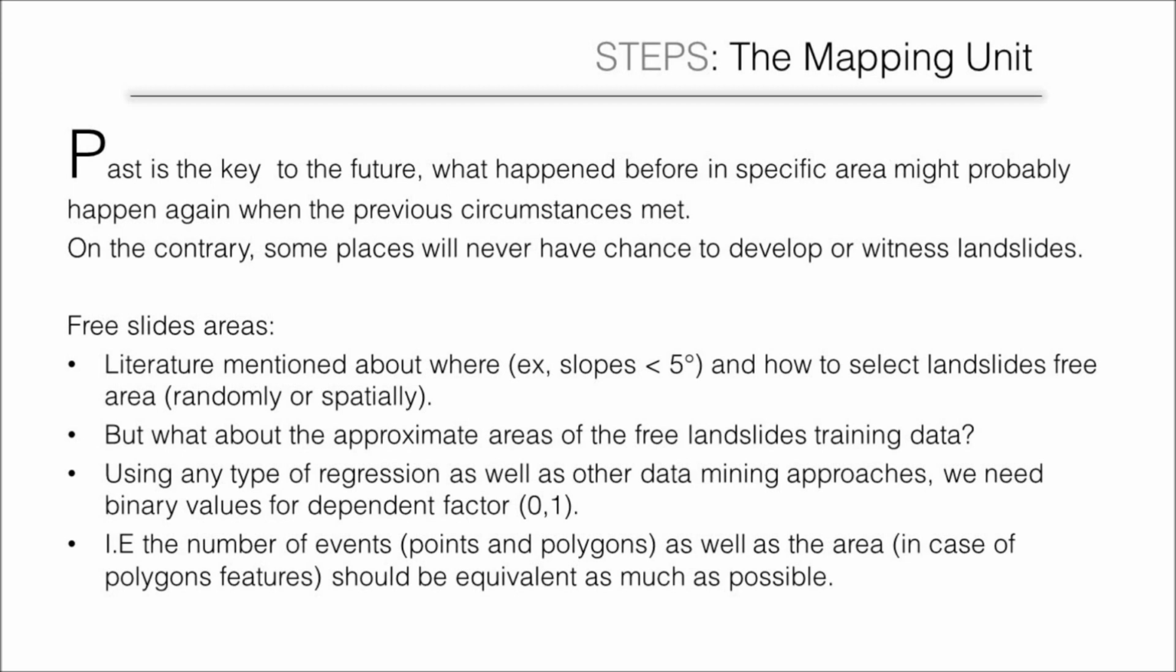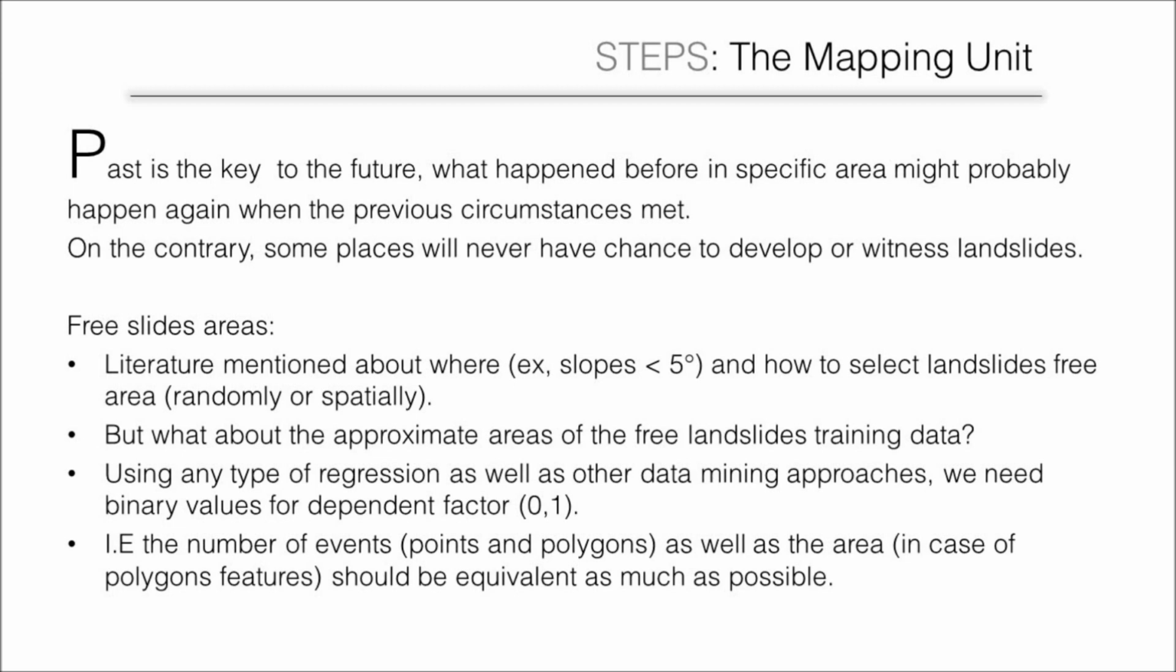And how to select the landslide-free area, for example, either randomly or specially. But there's some information missing about the approximate areas of these free objects of the non-landslide training data. How to choose which kind of area, because generally we take the number of ones, or the target, should be equal to the number of zeros.